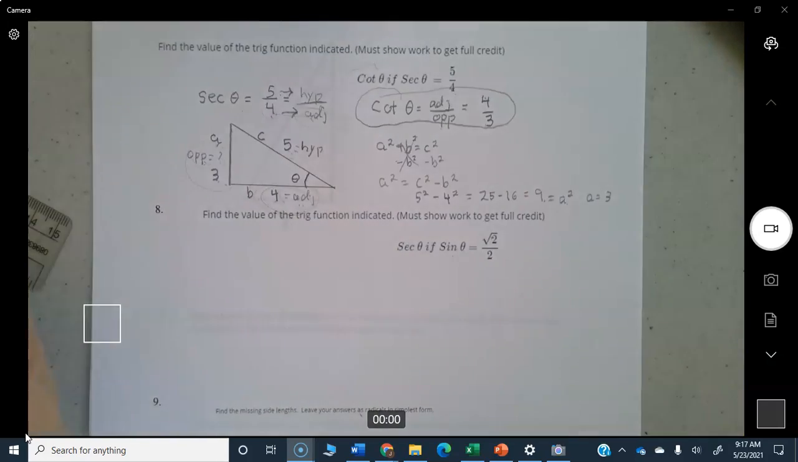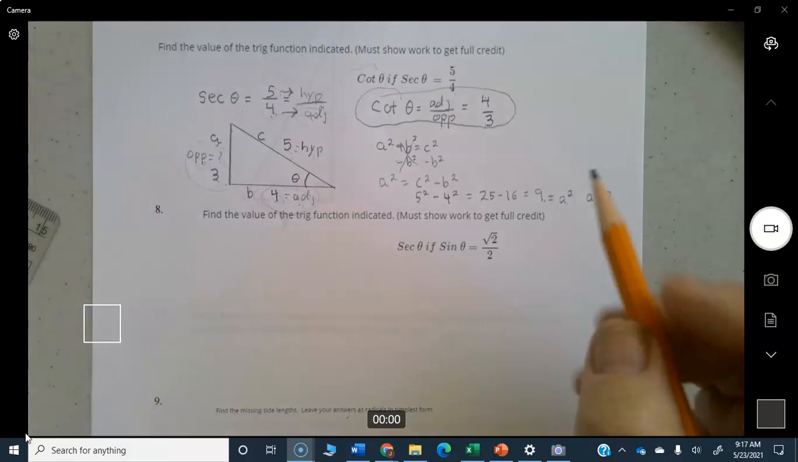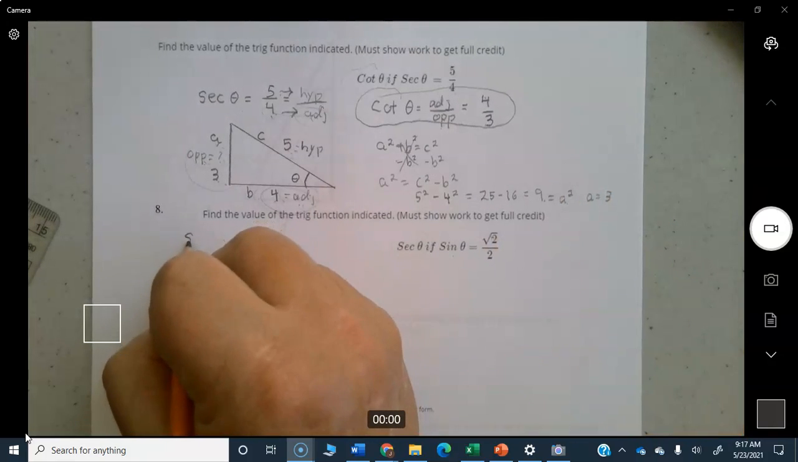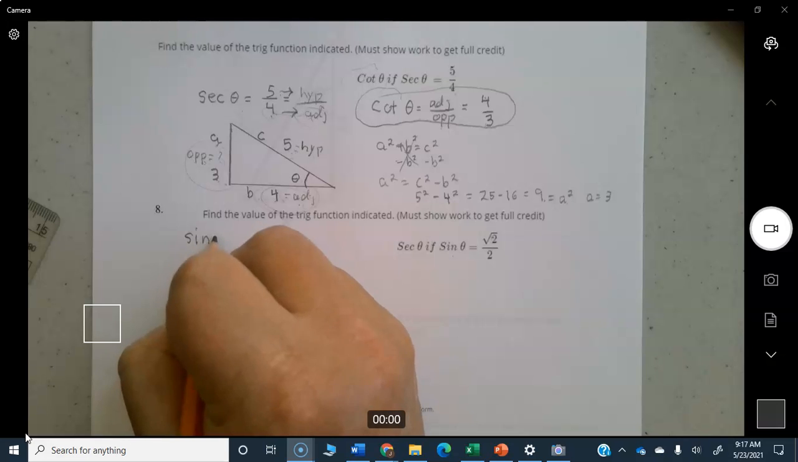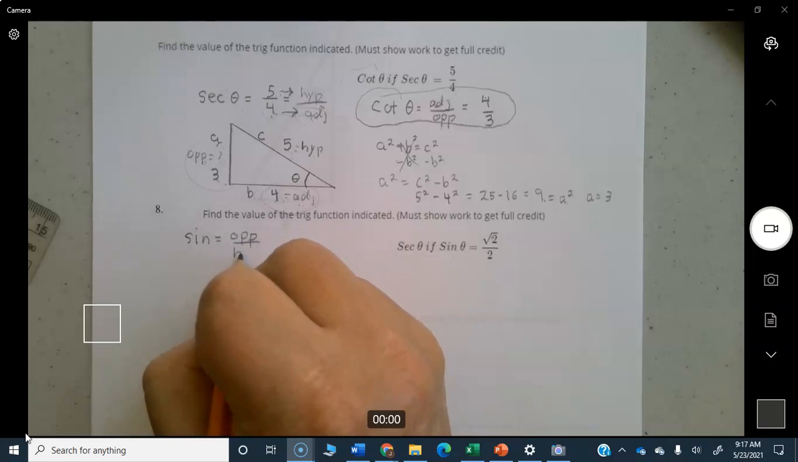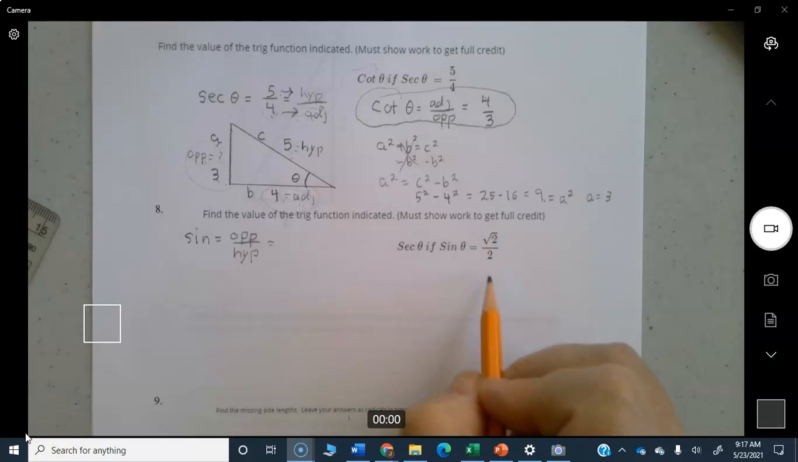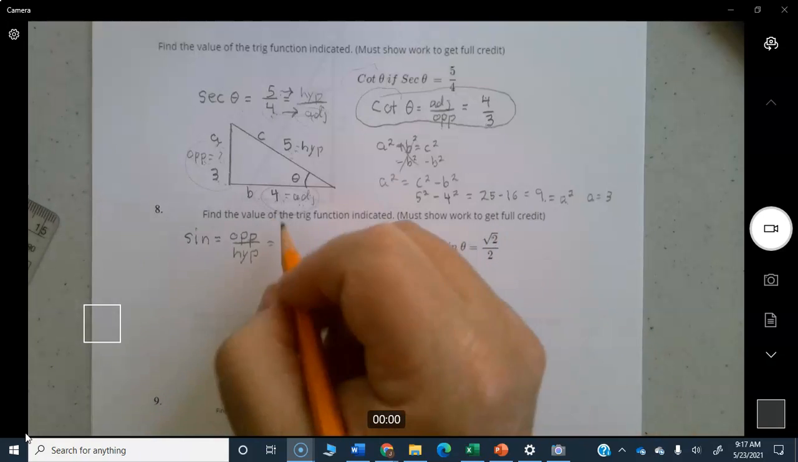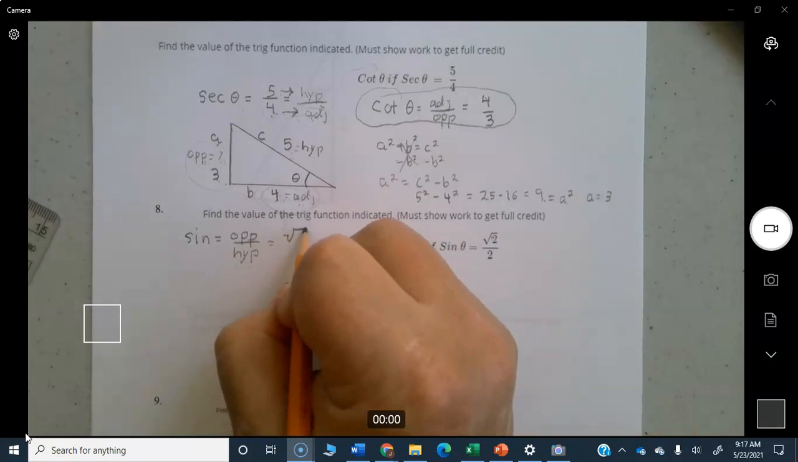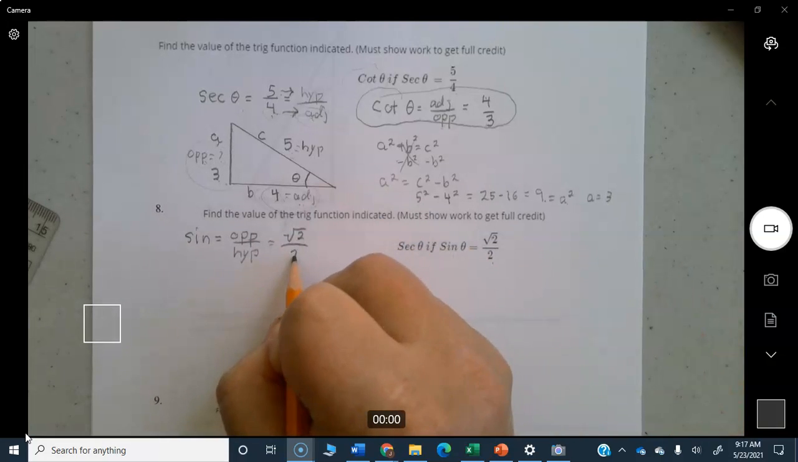Okay, so sine of theta, we come up here, sine is opposite over hypotenuse. Okay, so I'm going to come over here, sine equals opposite over hypotenuse, which means in terms of this particular question, it's the square root of 2 is the opposite, and 2 is the hypotenuse.